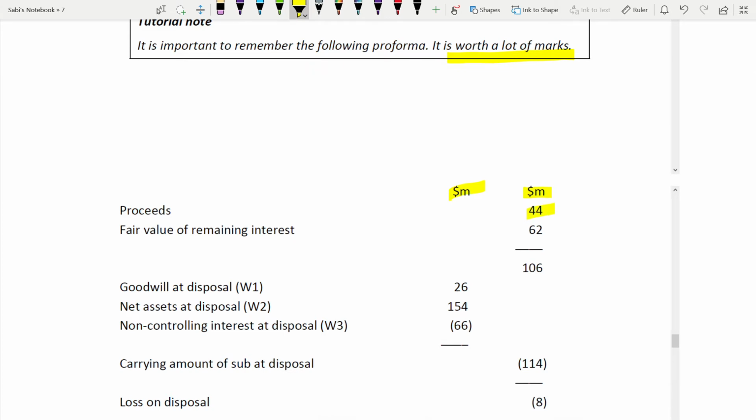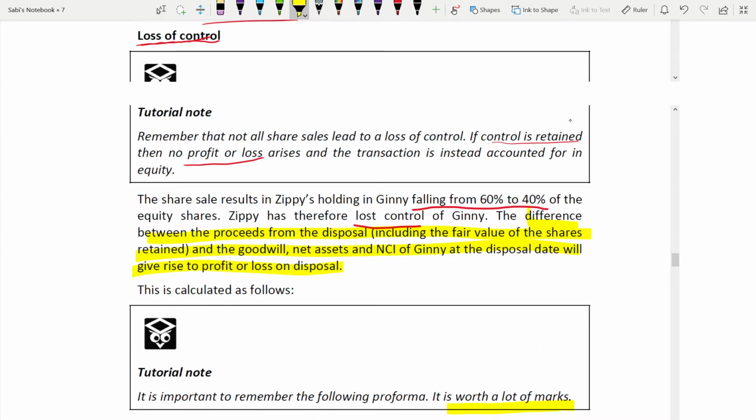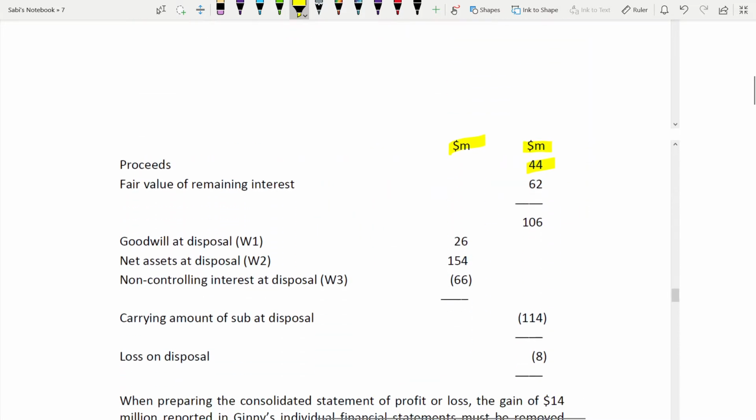With that you are adding fair value of remaining interest. Okay, exactly what I've explained in this paragraph, which I've highlighted in yellow. You can see in the calculation also. So after you write, your calculation becomes very easy because you know what you are calculating, right? Difference between proceeds including fair value of shares retained minus goodwill, net assets and NCI. So exactly the same thing you are calculating here. Okay, so fair value of remaining interest is 62. It is given, so add both. Now goodwill at disposal working 1, net assets at disposal working 2, NCI working 3.